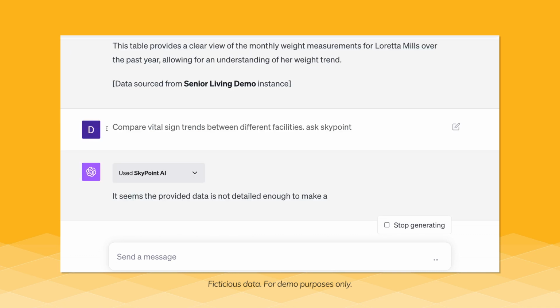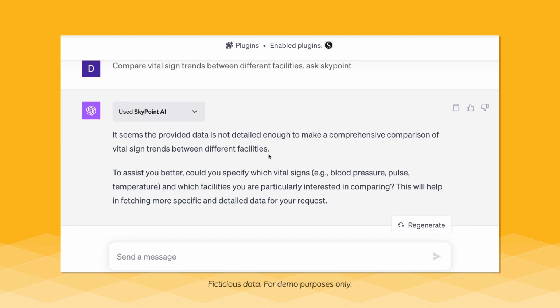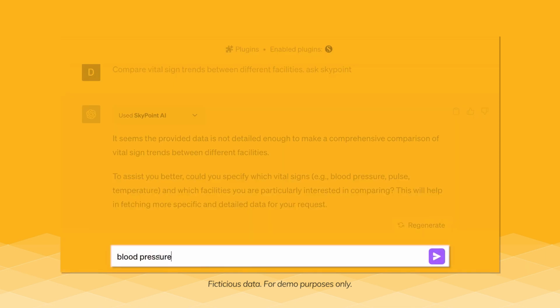population health records. You can compare vital sign trends between different facilities. So here it's asking for more detailed information. And this is important because it's not going to hallucinate an answer and make something up. And that's important for the healthcare and clinical industry. I'm going to call out blood pressure and let's see what kind of a response we get.